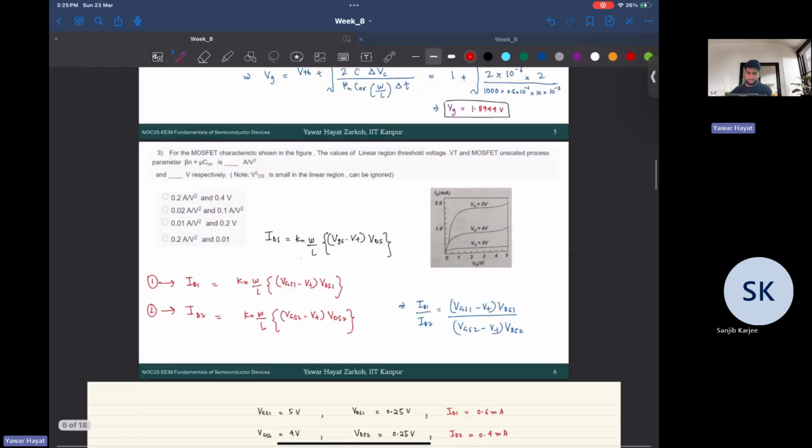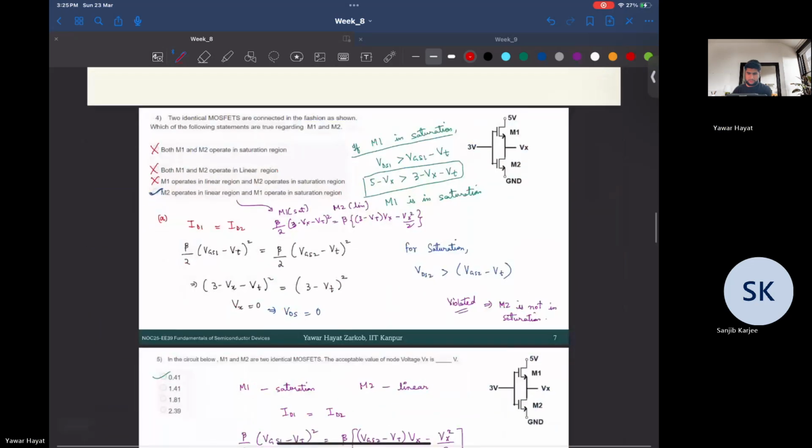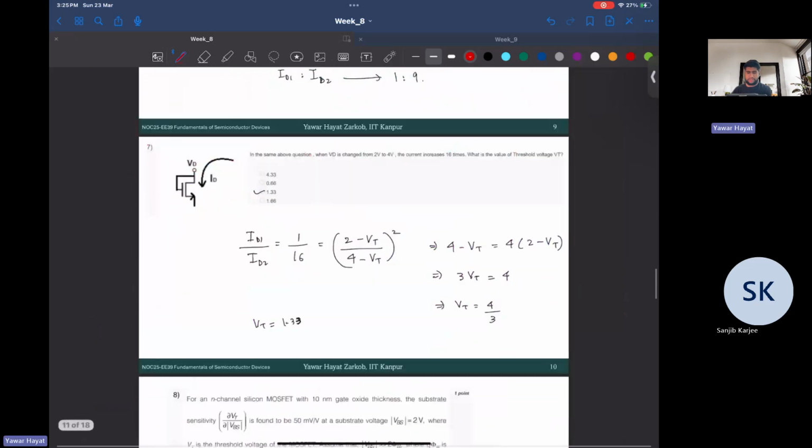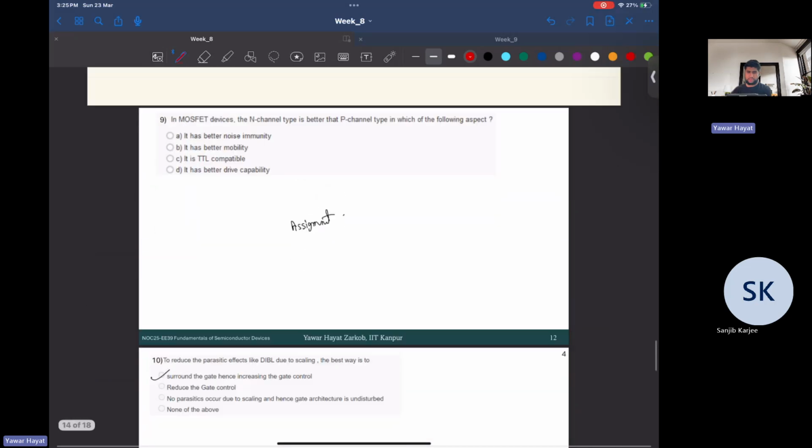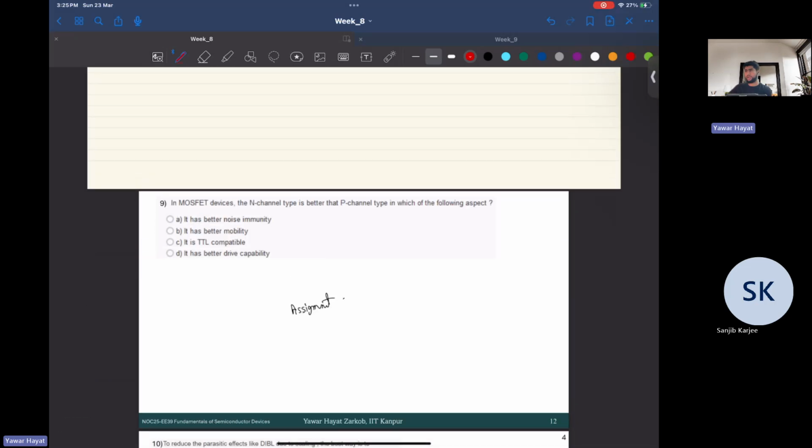So we are done with this part. Was there any other problem that was left as assignment? Okay, this was left as an assignment, right? Problem number 9.